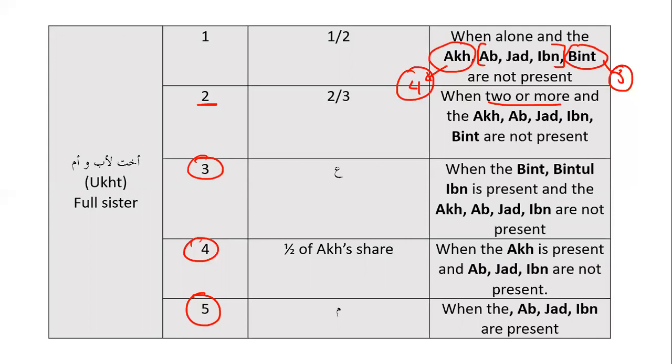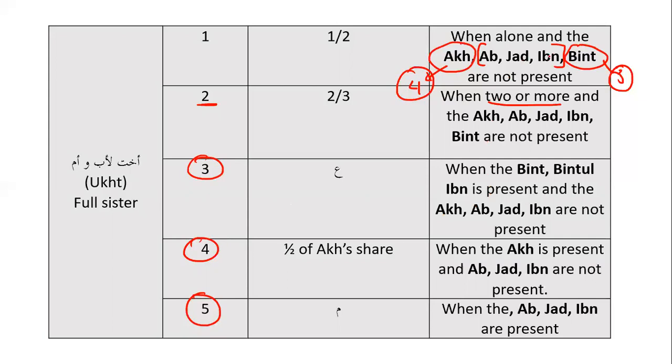Condition number 2 being very similar, the only difference being when 2 or more, and the akh, abjad ibn, bint are not present, then the ukht li abin wa ummin will receive 2/3 of the inheritance. Condition number 3 says when the bintul ibn is present and the akh, abjad ibn are not present.